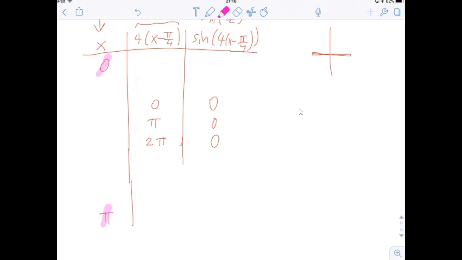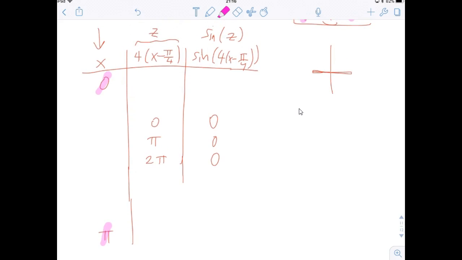Now, we do want to know what z value the x corresponds to. So what we're going to do is use the formula z equals 4 times x minus pi over 4 to figure out what the corresponding z value would be. So when we put 0 in here, we're going to get 0 minus pi over 4, and then we multiply minus pi over 4 times 4, we get minus pi. Okay, so that's the z value that x corresponds to.